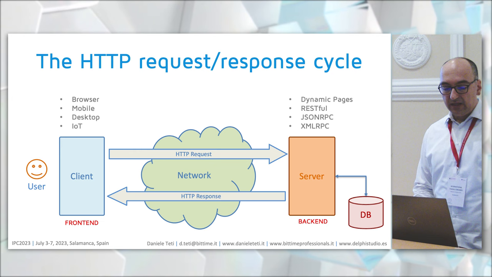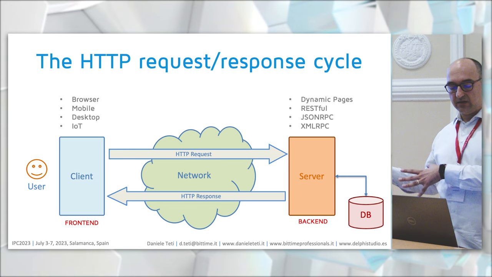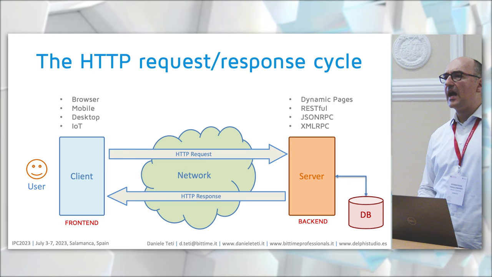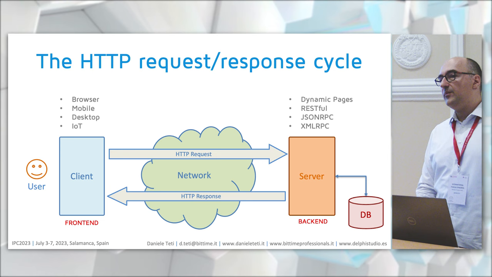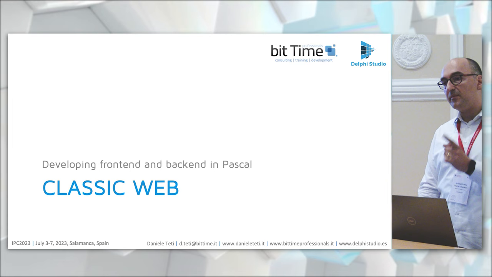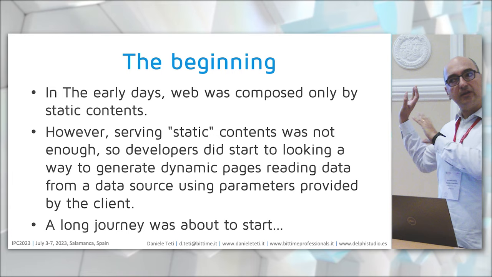The client could be the browser, which is the main topic we will talk about today, a mobile app, a desktop app, an IoT device, really anything. On the server side, we could have dynamic pages, or a RESTful API, or JSON-RPC, or XML-RPC API, or just static files. This is the front end, and this is the back end. So when we talk about developing here and there, we are talking about this stuff.